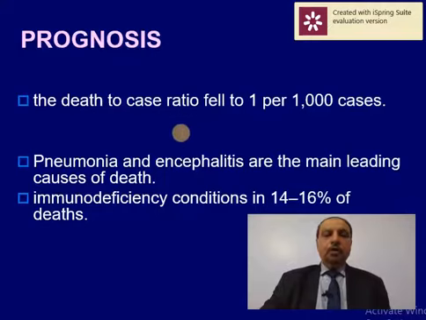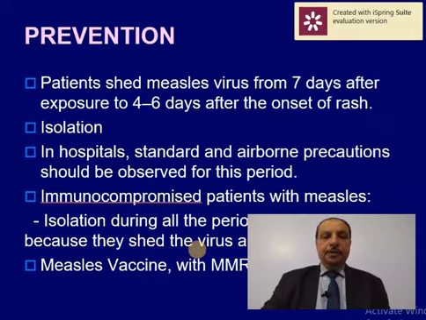What is the prognosis of measles? The death to case ratio fell to 1 per 1,000 cases. Pneumonia and encephalitis are the main leading causes of death, and immunodeficiency condition accounts for 14 to 60% of deaths.